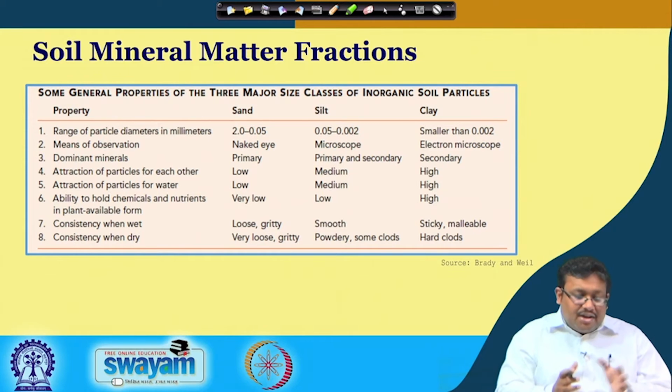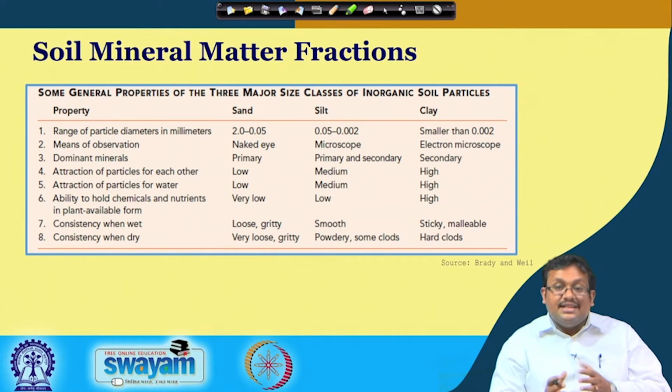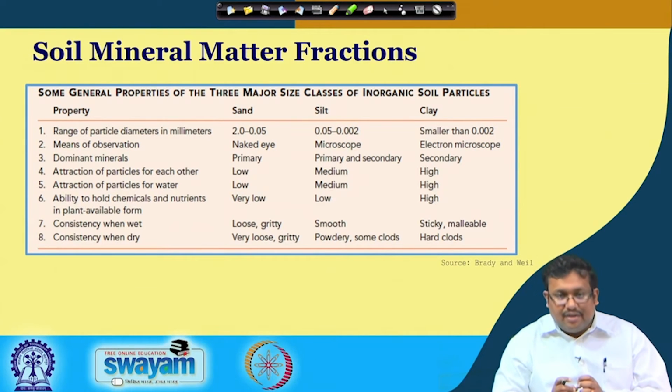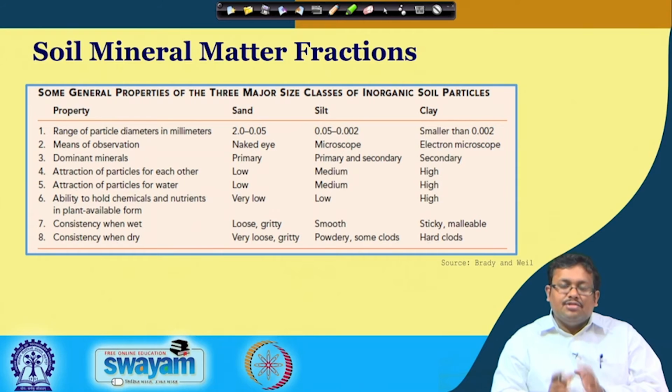And if you consider attraction of particles for each other, obviously sand does not show any attraction between particles, whereas silt shows medium attraction between each other. However, in the case of clay you will see high attraction, and this develops due to different types of physical and chemical properties.